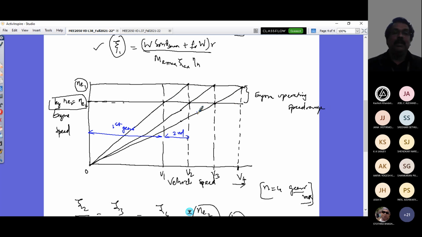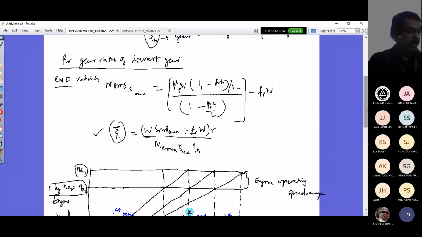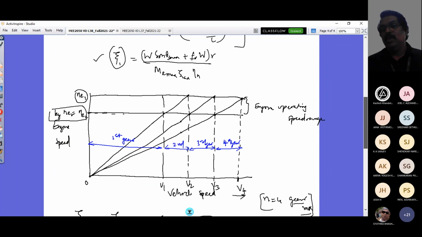That's what I would like to emphasize. So this is V4, V3, V2, V1. Yeah, that's correct. And then from here to here, this is third gear. And this is my fourth gear. Any doubt in this? If you do not have any doubt, then this is all for this topic.